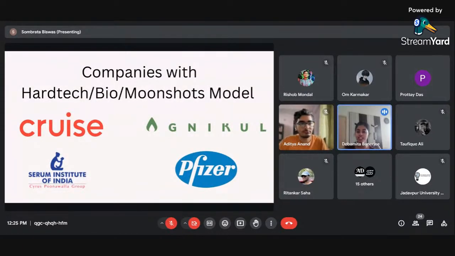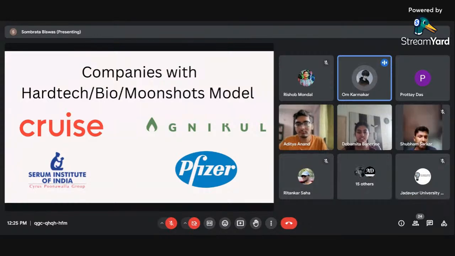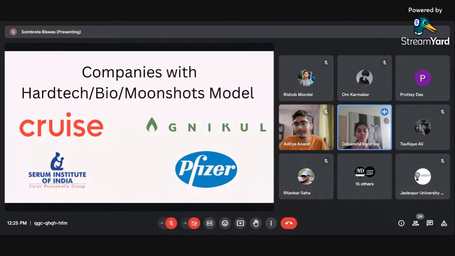Did anybody hear about the Agnikul space launch? Yes. First private company to build a rocket in India. Yes. So Agnikul Cosmos is a moonshot. Cruise is a self-driving car company, by the way. Pfizer and Serum are just pharma companies.